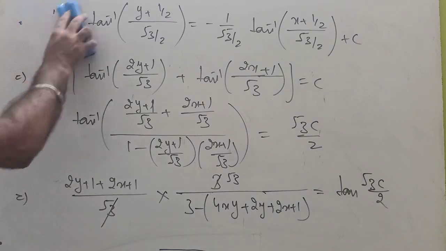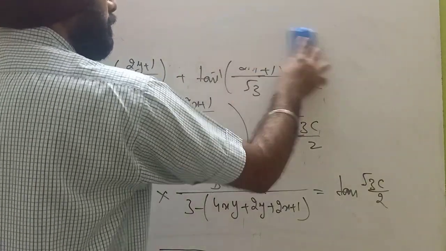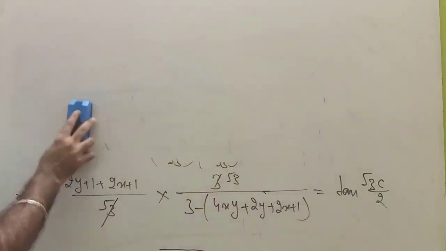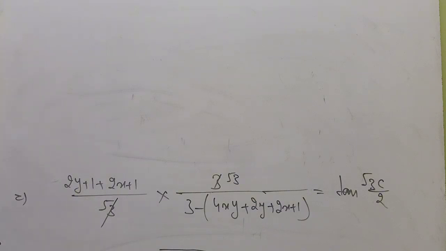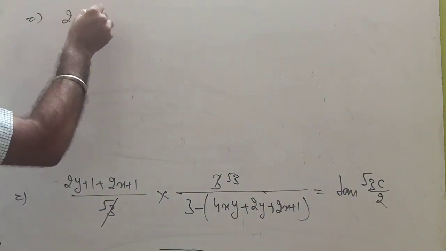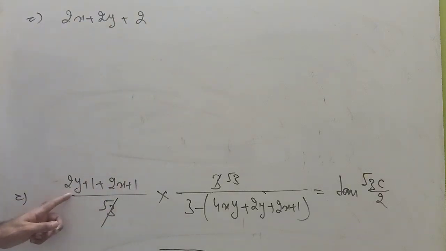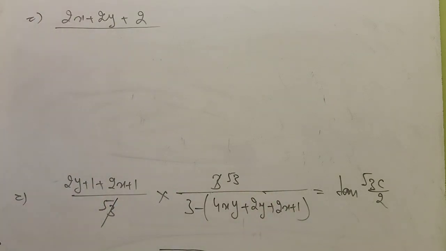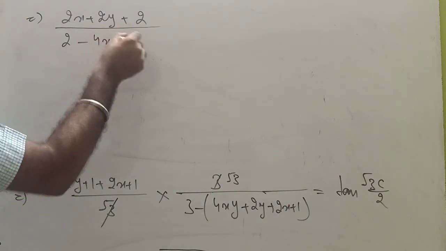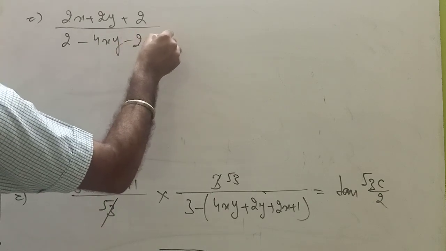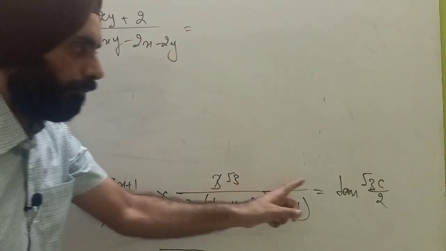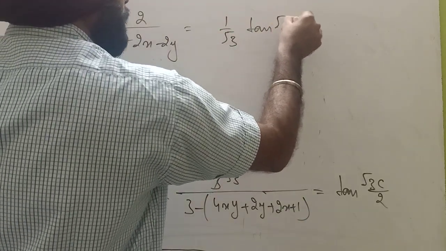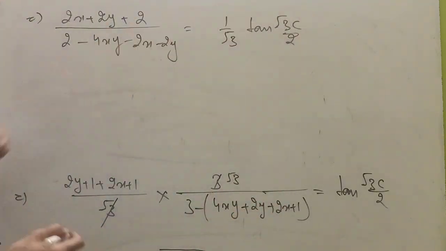Now the next step. Now in the numerator there is 2x plus 2y plus 2. And in the denominator there is 3 minus 1 is 2, minus 4xy, minus 2x and minus 2y. And shift this constant term to the right hand side again, 1 by root 3 tan of root 3c by 2. This is the constant term.